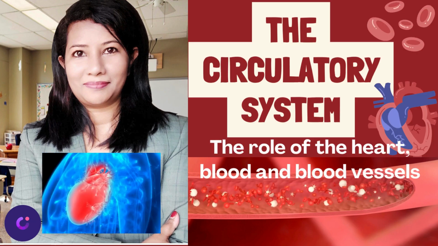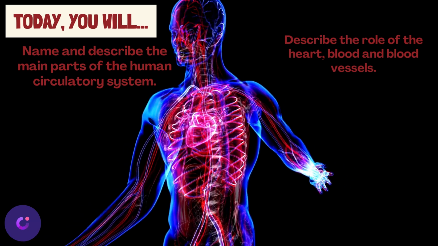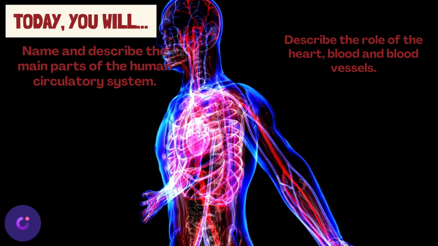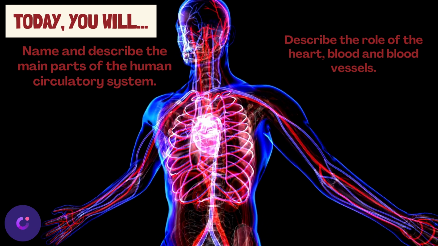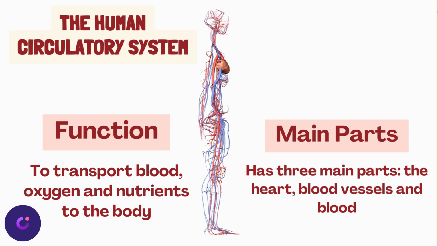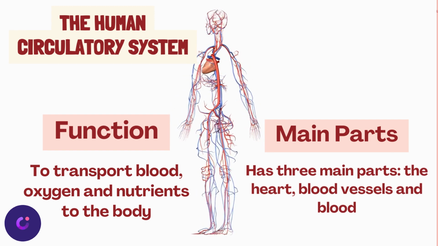The circulatory system. Today we will learn to name and describe the main parts of the human circulatory system and describe the role of the heart, blood and blood vessels. Alright. So, its function is to transport blood, oxygen and nutrients to the body.